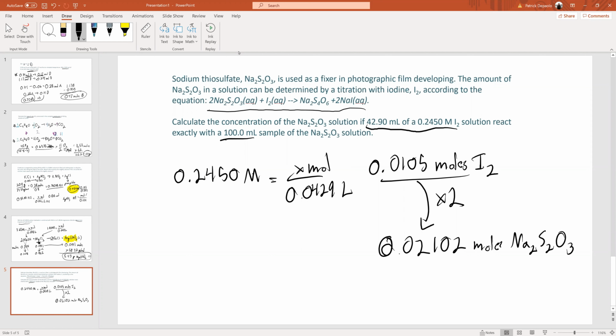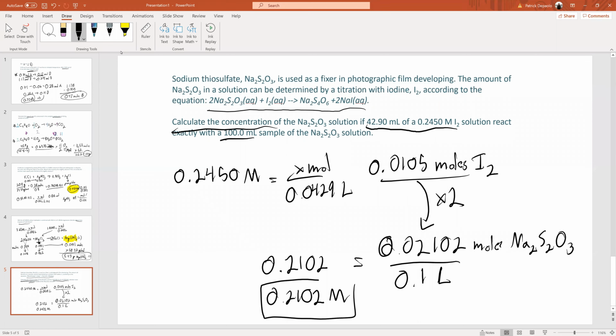Then we can go backwards and see that this solution is 100 milliliters. Now the question is asking for the molarity of it. So we have the moles. We can divide that by the liters, which is 0.1 liters. And this would equal 0.2102. Both these numbers have 4 sig figs, so it would be 0.2102 molar. So that would be your answer for the molarity of Na2S2O3 in this question.